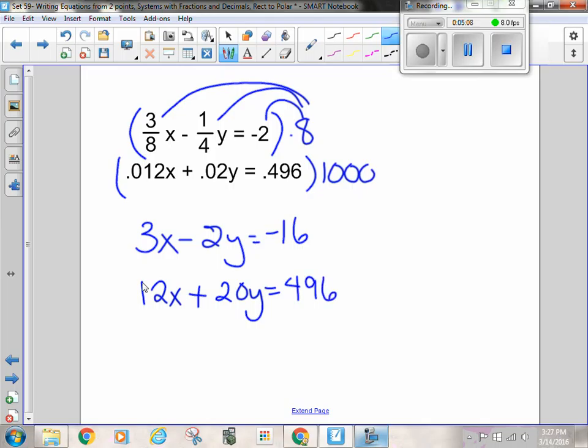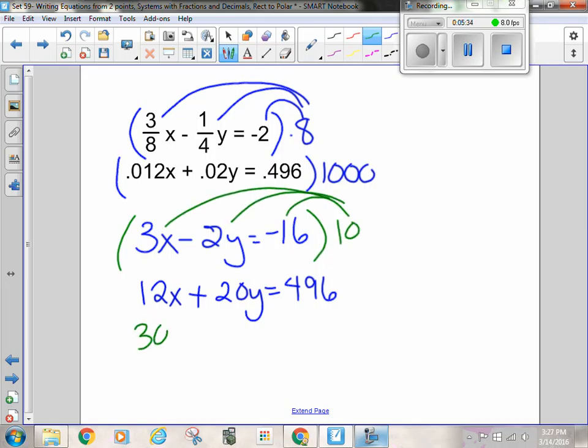Now, when you have a decimal, you're not always going to multiply by 1,000. You're going to multiply by 10, 100, 1,000, whatever is going to get rid of those decimals. Now I'm back to my same old, all whole numbers. I can use substitution. I can use elimination. Either way, my personal choice with this one, I have a positive y and a negative y, so I'd multiply this one by 10.